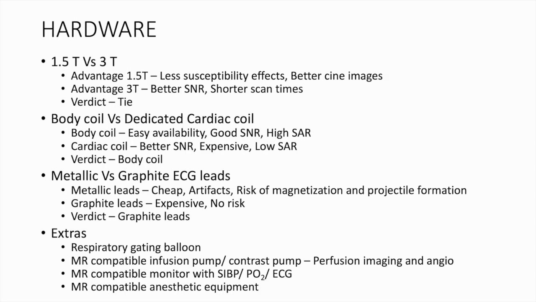When we talk about hardware, cardiac MR can be done with either a 1.5 Tesla or a 3 Tesla system. The advantage of a 1.5 Tesla system is that it has less susceptibility artifacts and produces better quality cine images. The 3 Tesla system provides us with better signal to noise ratio and shorter scan times.